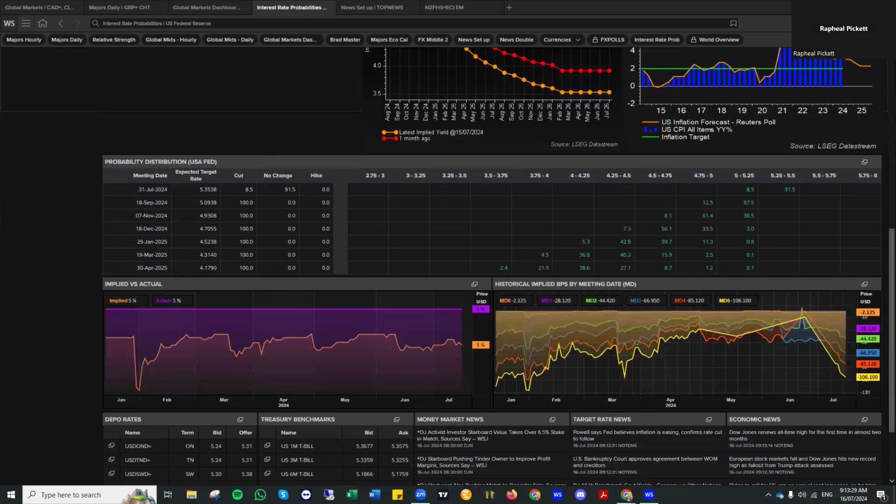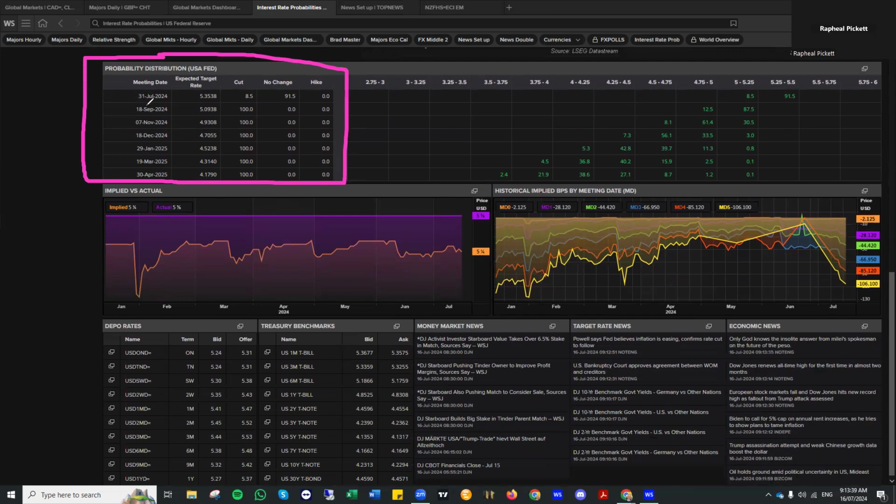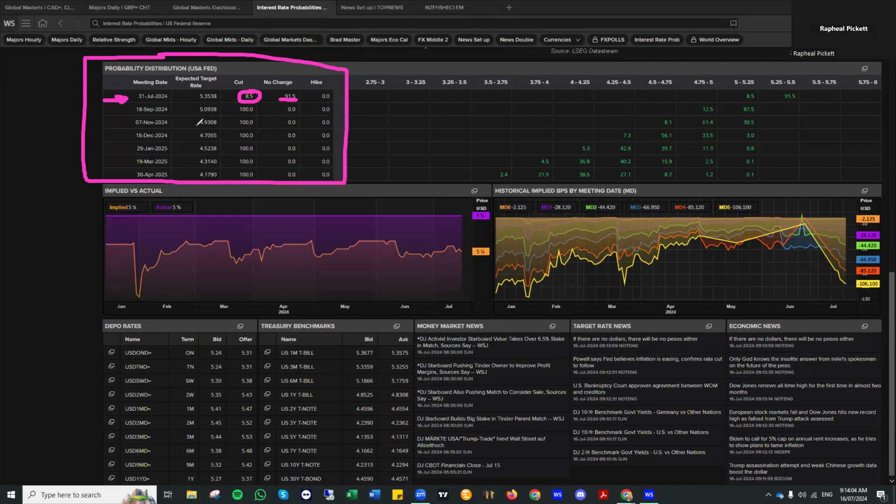And if I just drop down a touch, right, we get down into the nitty gritty, the probability distribution for the Fed, coming up over the next, well, almost a year, 9 months or so. So at the moment, 31st of July, in 2 weeks, we've got the Fed meeting, a cut, 8.5%, no change, 91.5%, right? It's not as close to basically saying there's no change, but it's pretty close to it. And with that, the market will be taking a breather.